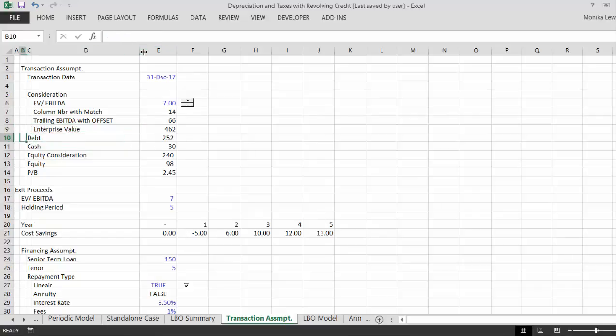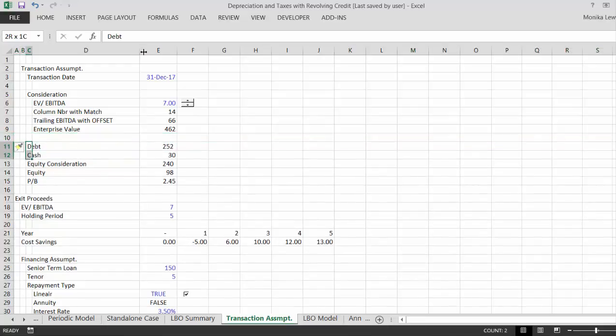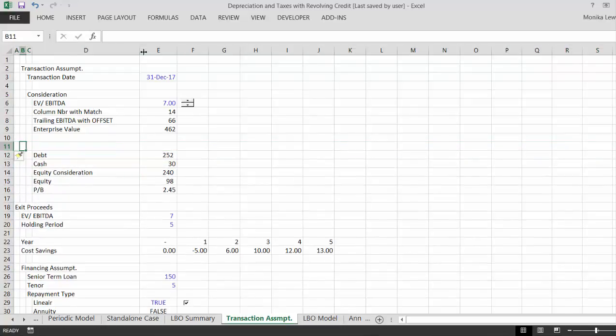Okay, and then let's put the capital structure, existing capital structure. Okay.